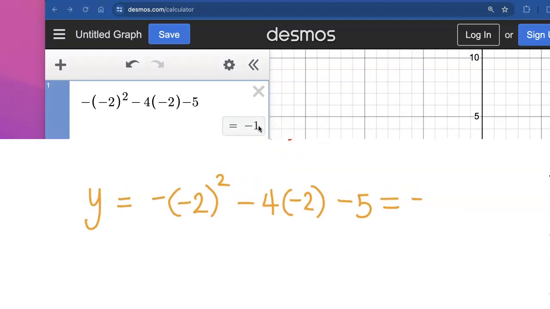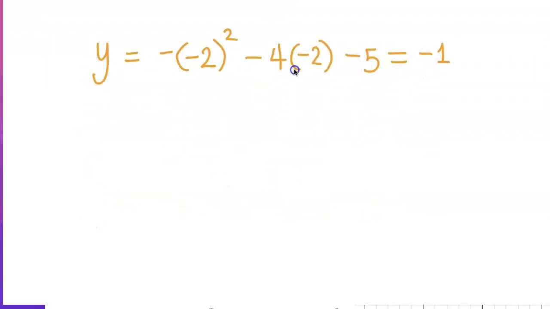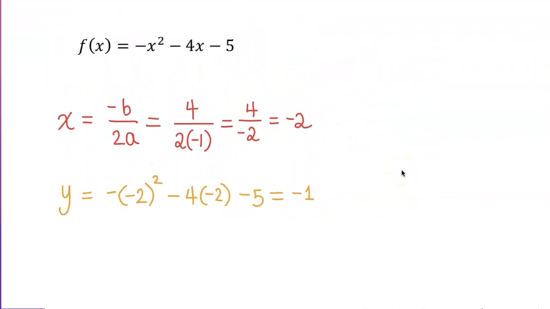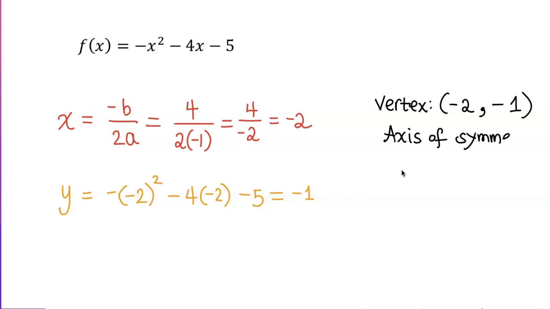Okay, so we found the vertex. I will say that the vertex is at negative 2, negative 1. Well, not just that, we also found the axis of symmetry. Axis of symmetry is always the x-coordinate of the vertex. And the x-coordinate of this vertex was negative 2. So you say x equals negative 2 for the axis of symmetry.